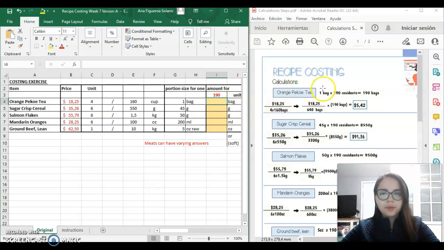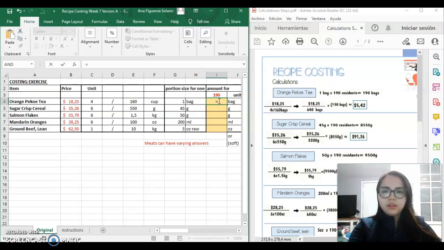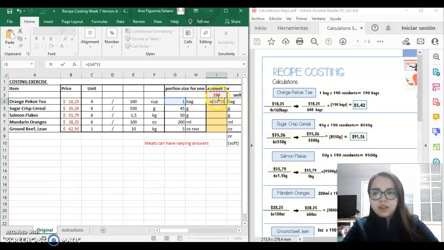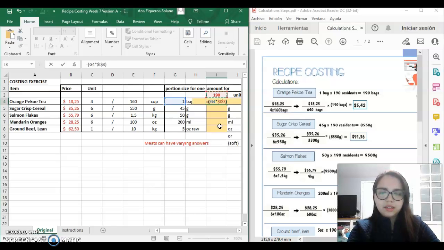So we're going to start by multiplying the portion by the number of residents. So let's start. Equal, open bracket, and then multiply the portion by the number of residents. Because we're going to use the 190 for all of this column, we are going to press F4, which is the absolute reference cell function, so that way Excel knows that it has to use the same 190 for all of the calculations. Then close bracket and press enter.